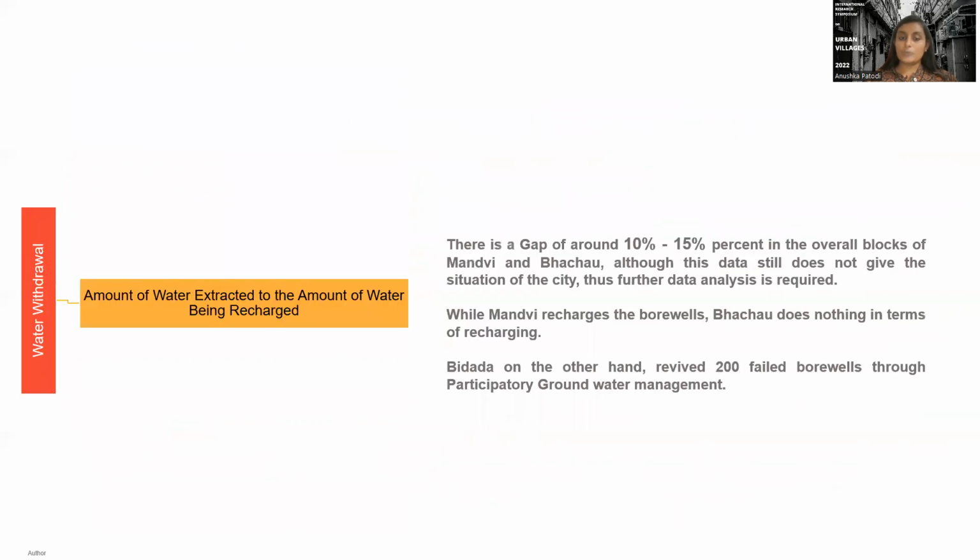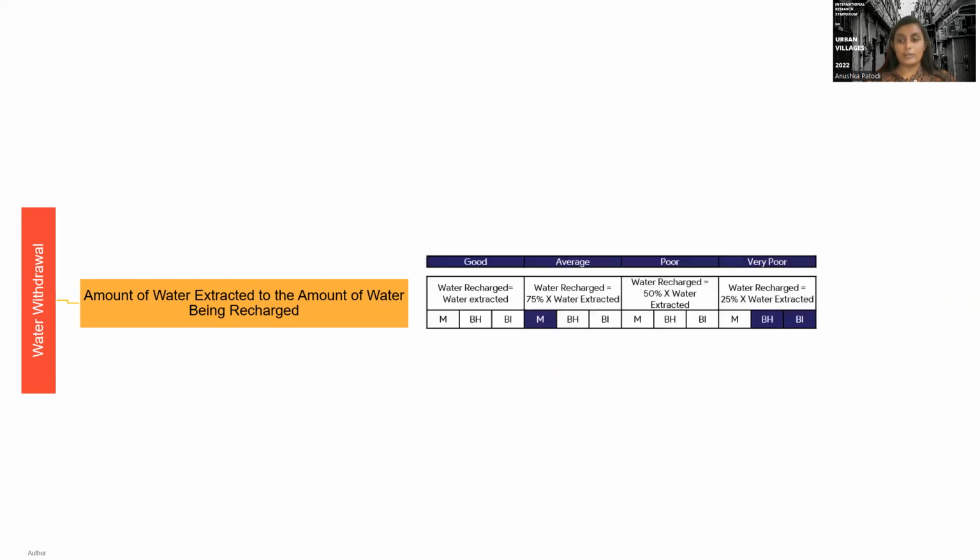The next component is water withdrawal. There is a gap of around 10 to 15% in overall blocks of Mandavi and Bachao, although this data still does not give the situation of the city. Thus, further data analysis is required. While Mandavi recharges the borewell, Bachao does nothing in terms of recharging. And Bidda, on the other hand, has already revived 200 failed borewells through participatory groundwater management.